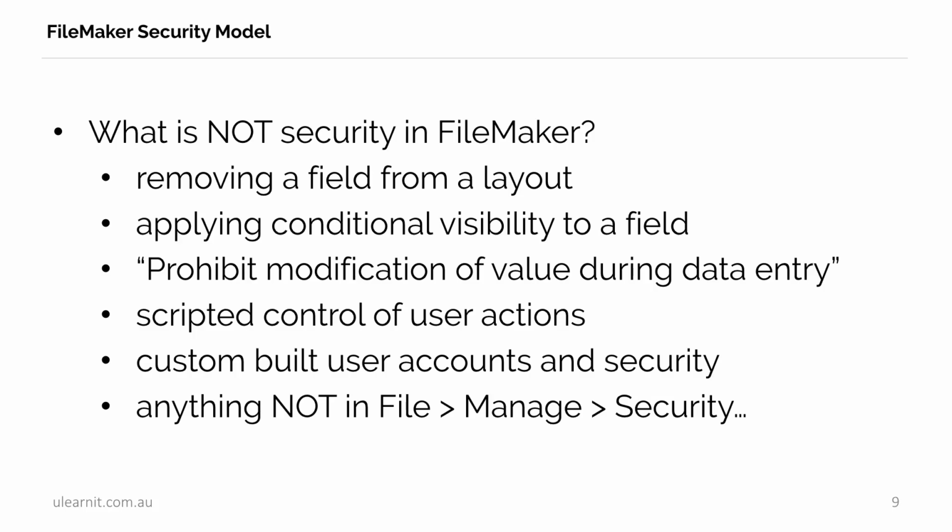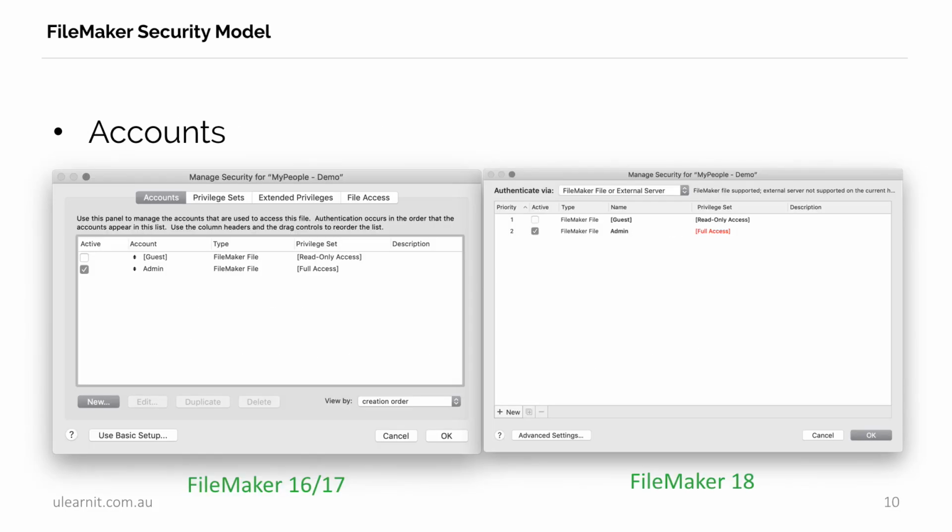So when you do go into the security area, what opens up in FileMaker 16 and 17 is slightly different to what opens up in the modern FileMaker 18. So on the left-hand side, you have a dialog box that has different tabs at the top, and you're initially opened up to the area of accounts. In FileMaker 18, on the right-hand side, you can see the screenshot. You open up again to the area of accounts, but the other areas of privilege sets are obscured behind the Advanced Settings button.